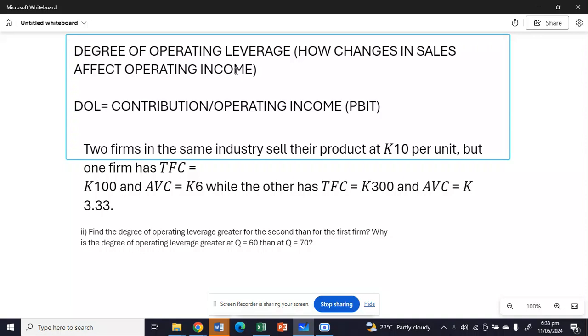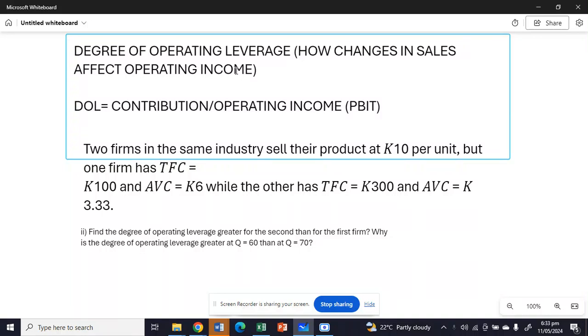All right, colleagues. So today we're looking at the degree of operating leverage. This basically tells us how a change in sales affects operating income. So, operating income, this is the profit before interest and taxes.